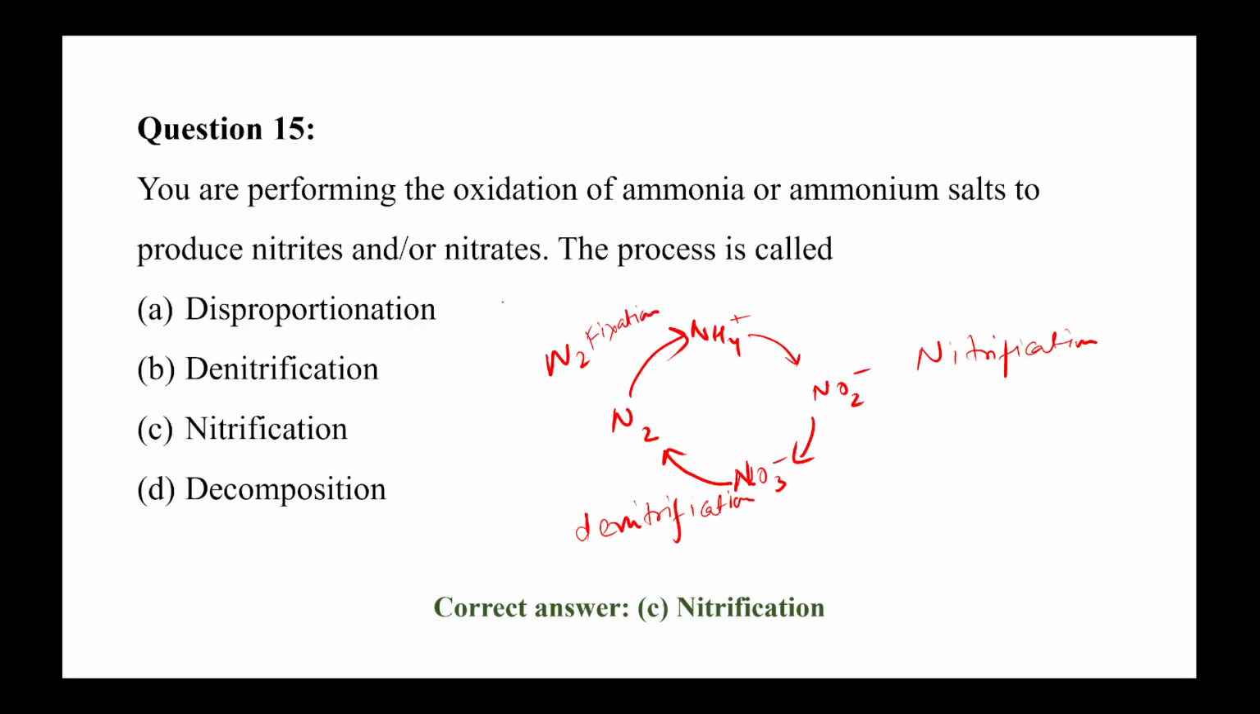So here the question asked about ammonia oxidation to nitrites and nitrates, this is called nitrification. If you remember from the previous question, what was the bacteria that was catalyzing the first step, ammonia to nitrite? It was Nitrosomonas. And what was the bacteria that was converting nitrites to nitrate? It was Nitrobacter. So you should remember the process and the examples of bacteria that can perform these reactions.